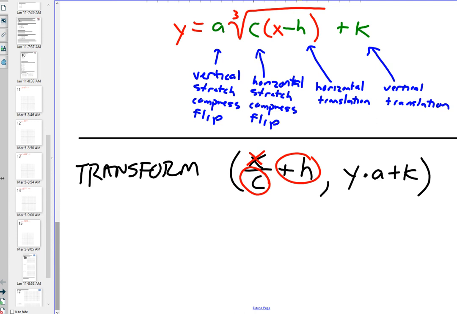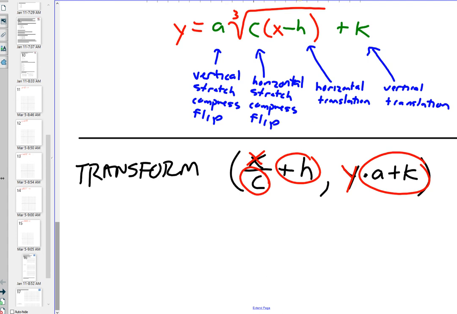C and h correspond to x. We're going to get the y that goes with that x, and we're going to multiply it times a, add k, and that's our graphing transformation.